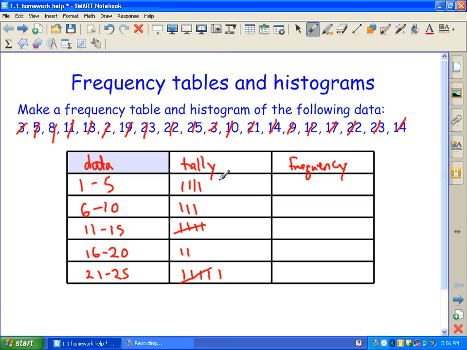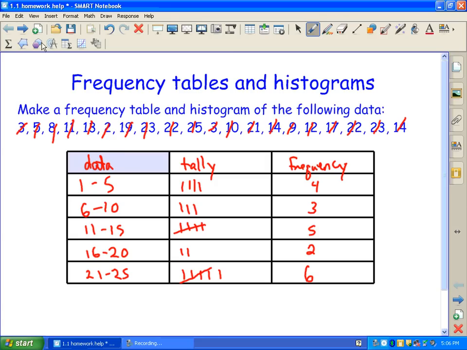So then for my frequency, all I do is write what the tally is as a number. So that is 4, 3 in that interval, 5 in this interval, 2 in that one, and 6 in the last interval. Now, histograms look just like bar graphs, but they actually come from frequency tables.